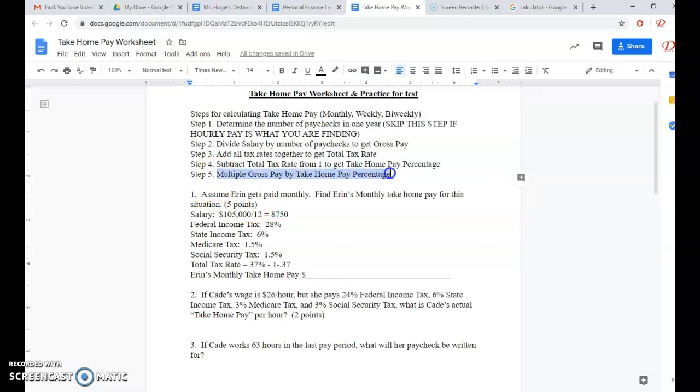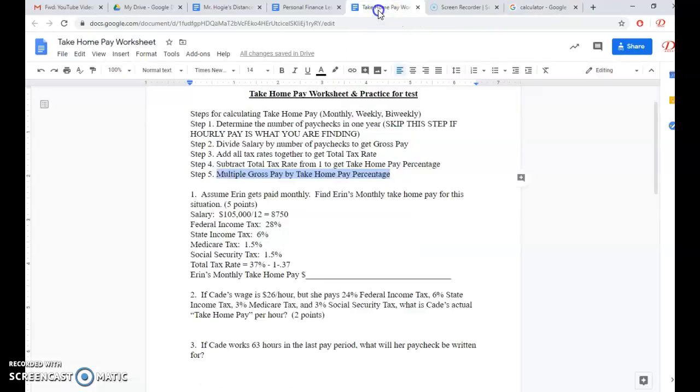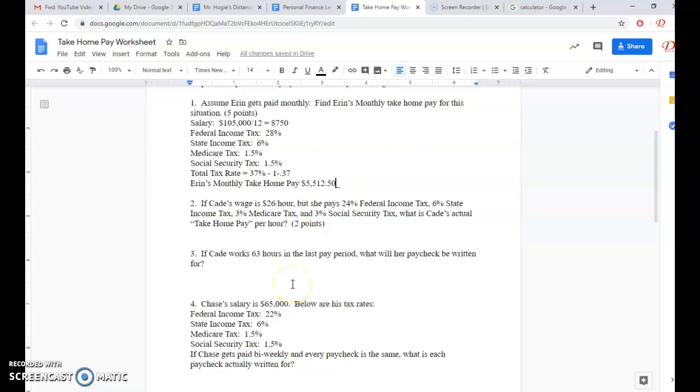Then we multiply gross pay by take-home pay percentage. So we take that 0.63 and we multiply it by that 8,750, and we get $5,512.50. All right, so there's our answer for the first one. I'm going to walk you through the second one as well, so that way you kind of know how to do the hourly one. The hourly one's just a little bit different.